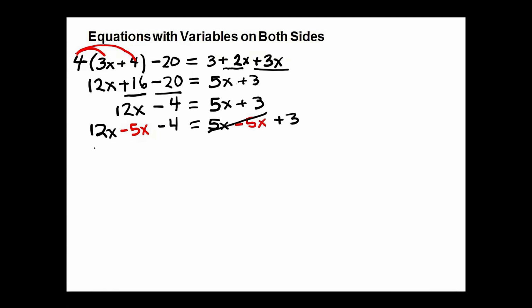This one cancels, and on the left-hand side these go together to give us 7x. Now we have a standard two-step equation. On the left-hand side, you're going to get rid of your 4. It's subtracted, so you will add. Do the same on the right-hand side. Clean up.